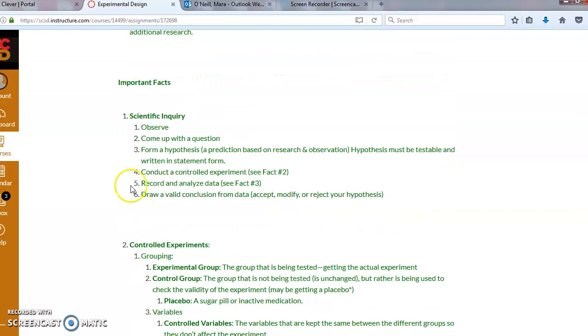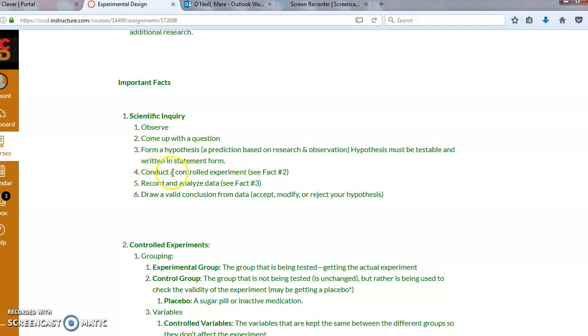Important facts. Fact number 1. Scientific inquiry. You observe. You come up with a question. Form a hypothesis, which is a prediction based on research and observation. The hypothesis must be testable and written in a statement form. If blah blah blah, then blah blah blah.